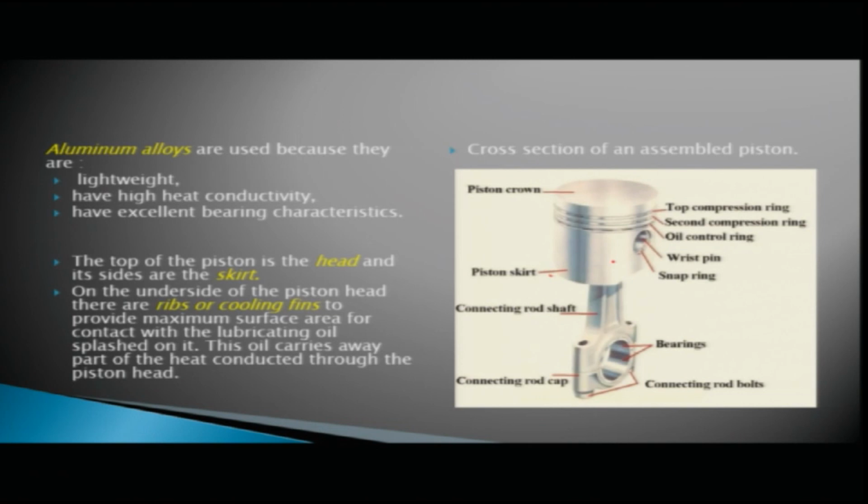On the underside of the piston head, there are ribs or cooling fins to provide maximum surface area for contact with the lubricating oil splashed on it. So, the lower side of the piston head is ribbed or has cooling fins, so that it provides maximum surface area for contact with the lubricating oil splashed on it. This oil carries away part of the heat conducted through the piston head.